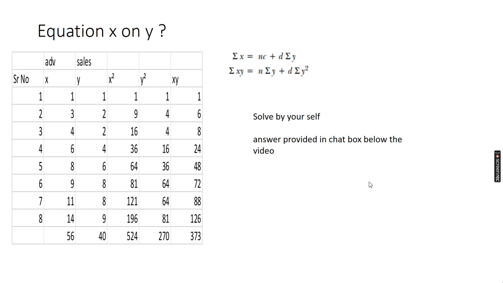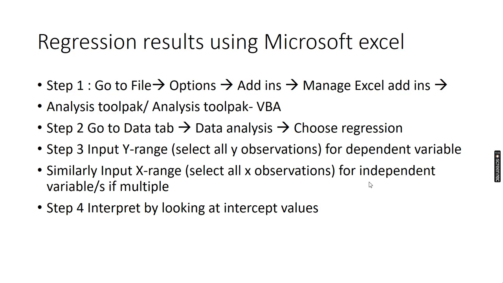Now we have calculated the values of x and y using the least square equation method. I will show you a shortcut method to calculate these values using Excel. But before you go to Excel, there are certain steps that you need to follow. When you go to your Excel sheet, step 1, go to File, Options, Add-ins, Manage Excel Add-ins, and you need to select Analysis Toolpack and Analysis Toolpack VBA. Then go to the Data tab, choose Data Analysis, choose Regression, and then input your data.